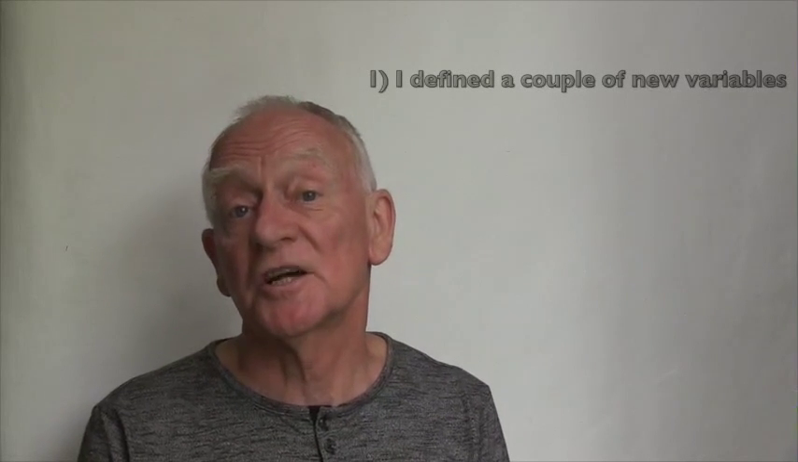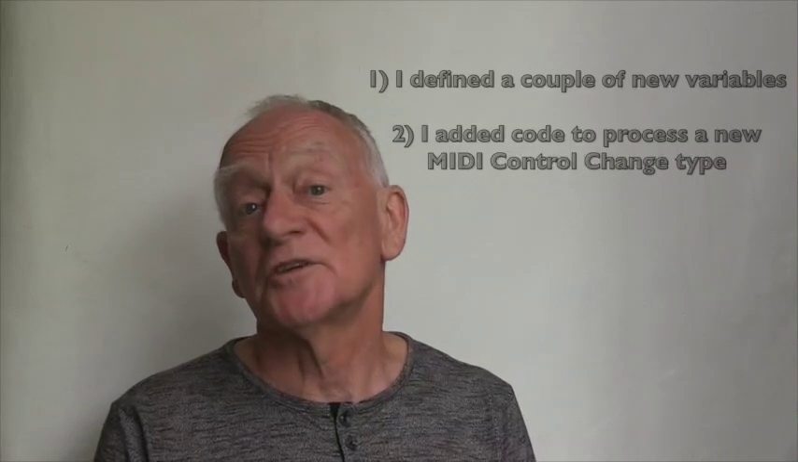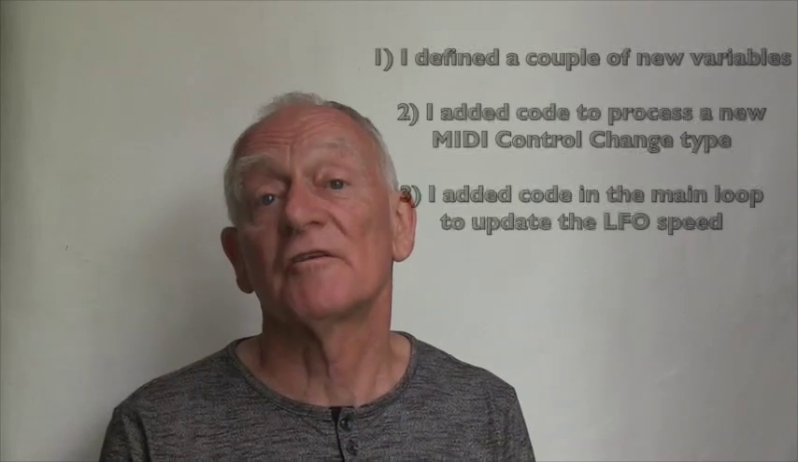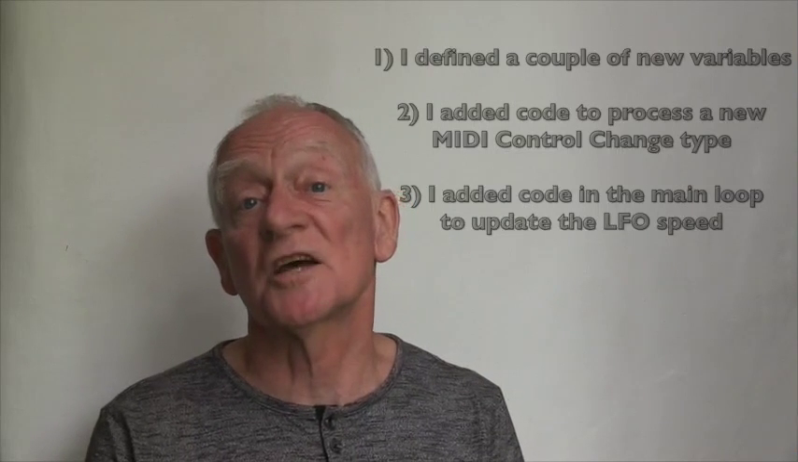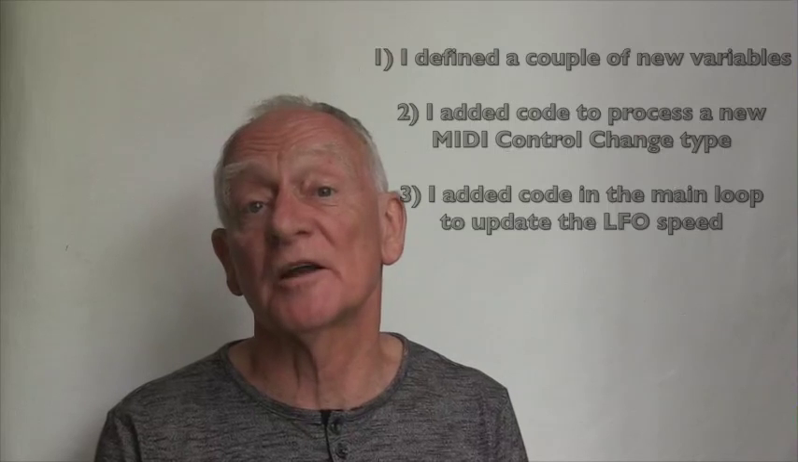First of all, I added another couple of variables. Secondly, I added a clause in the routine that processes the incoming MIDI messages to deal with updating those variables. And finally, I added a couple of lines in the main program loop to take account of the movement of the pedal in changing the speed of the LFO. I'll show you how we did that right now, and then I'll demonstrate it in action. As I said, it just takes a couple of minutes.